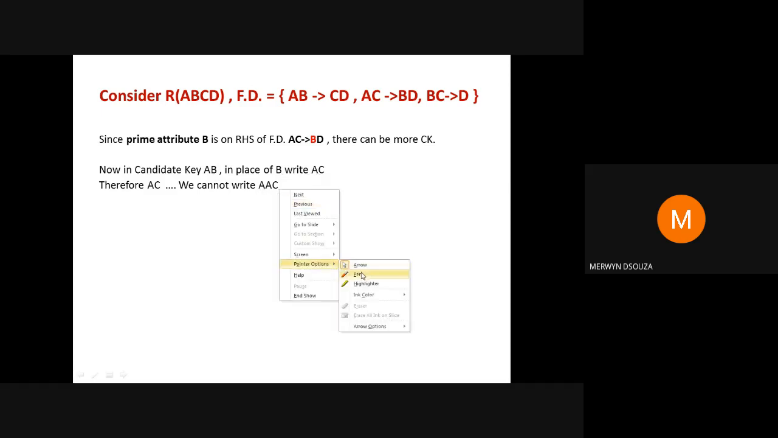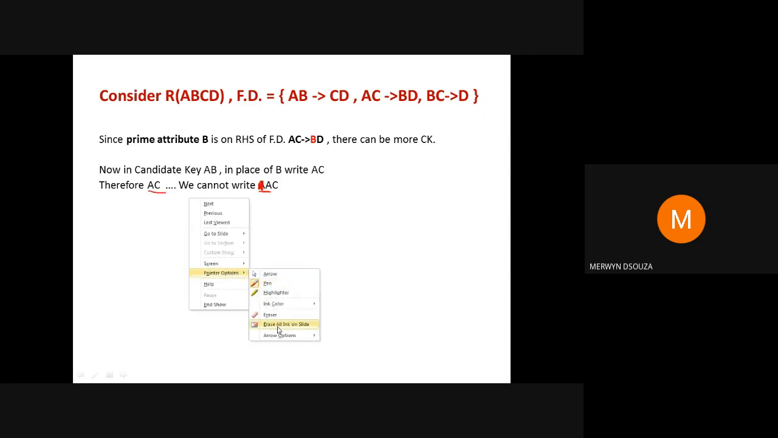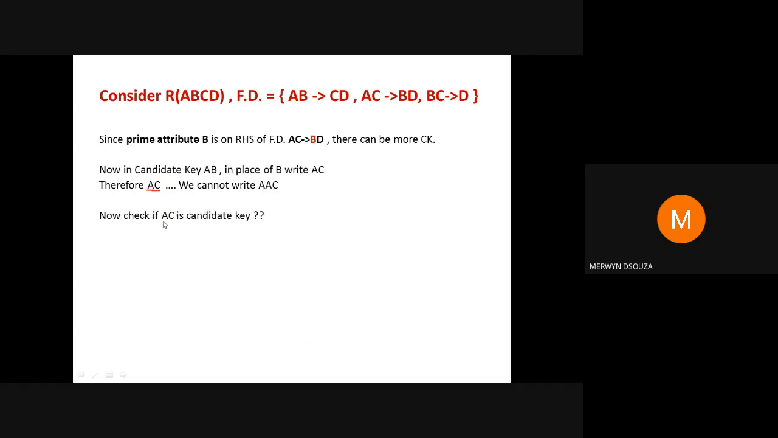You cannot write like this. You cannot write duplicate values. So just write a single A, and you will get AC. I have discussed this in the previous topic when we were determining candidate keys. If you don't know how to find more candidate keys, please watch that. So you're getting AC. Now find out if AC is the candidate key by going through all the steps. We have done this so many times, so I'm not going to repeat it. You will find out that AC is the candidate key.